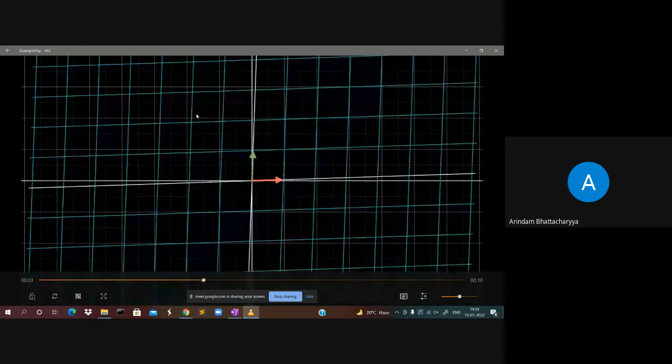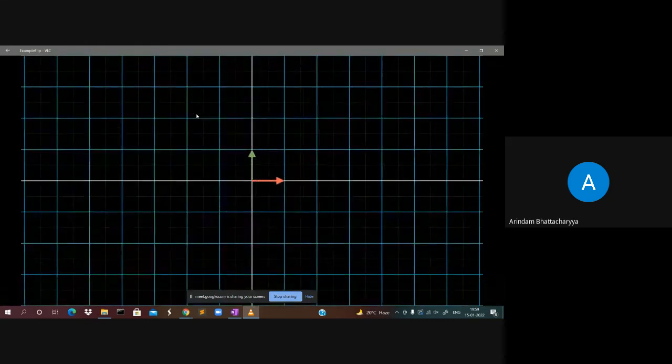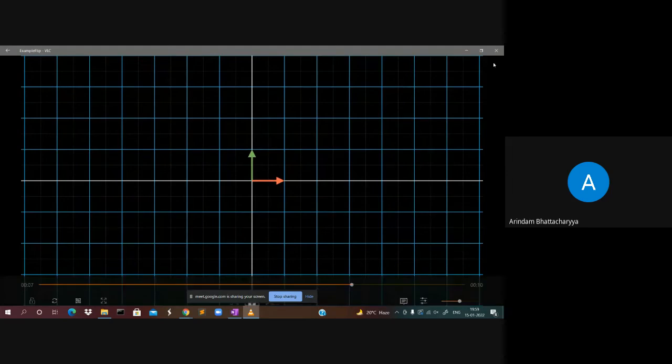This is called the flip. So you map i to j and j to i, and the whole image gets flipped.